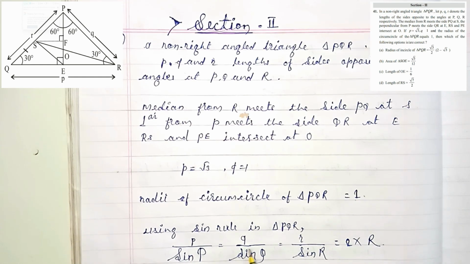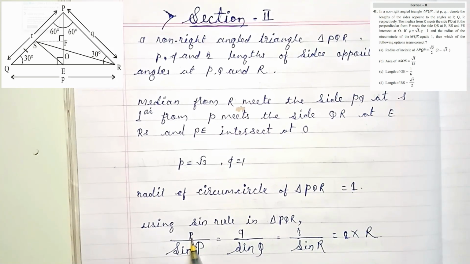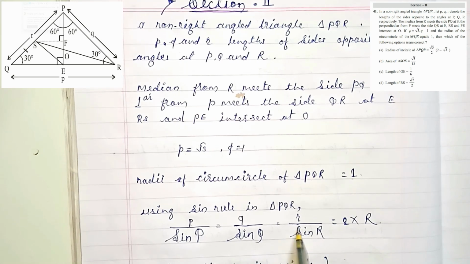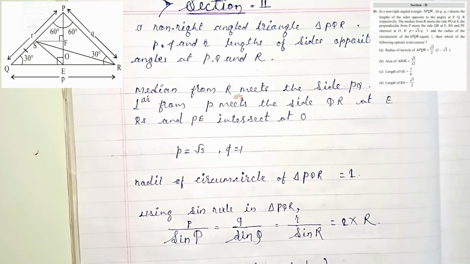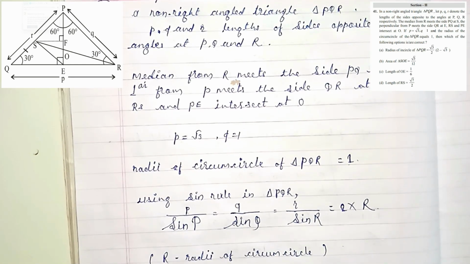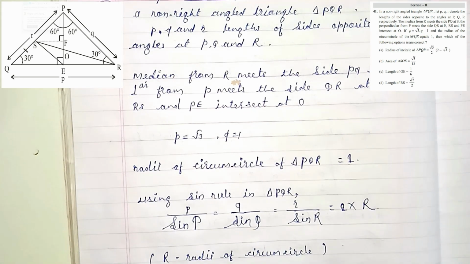Now here is the sine rule for triangle PQR. Now put in the values. Small p we have given as √3, small q is 1. R we have to find, because we don't know its value. So p upon sine P, q upon sine Q, r upon sine R, and we also don't know these angles, and this equals 2 multiplied by R. Here R is the radius of the circumcircle of triangle PQR, which is 1. So 2 into 1 becomes 2.